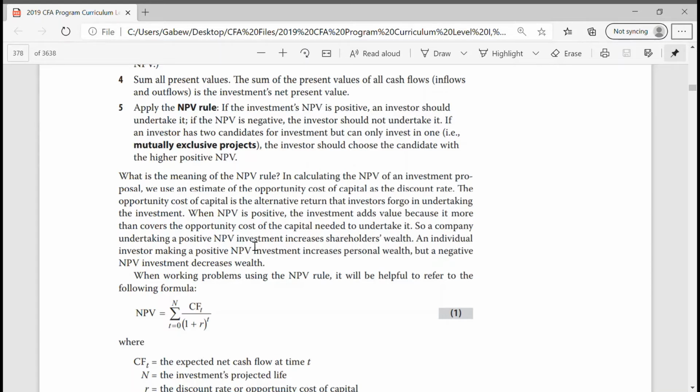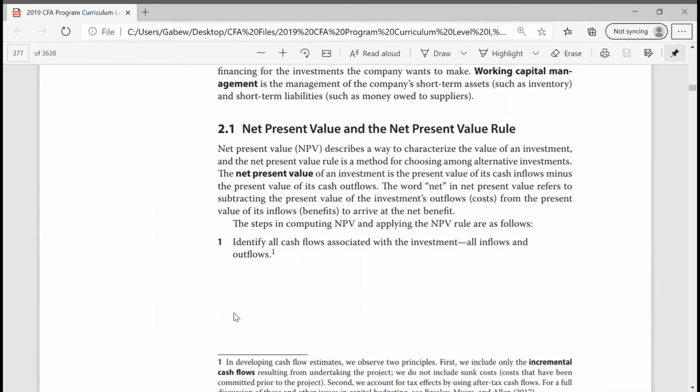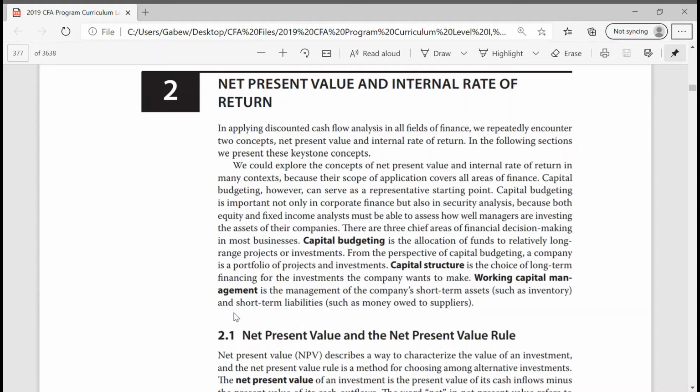When working problems using the NPV rule, it is helpful to refer to the formula: NPV, the net present value, equals sigma, t equals 0 to t equals n, of CFt. What does the CFt stand for? You're using so many abbreviations. I don't know these abbreviations. What's the CFt?